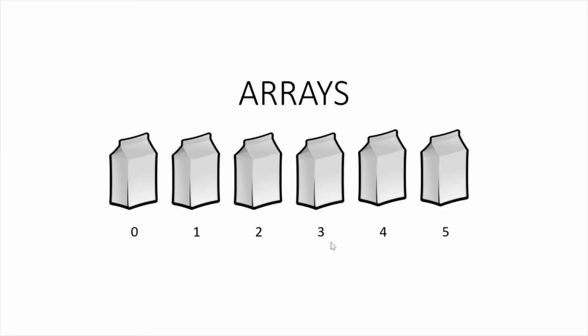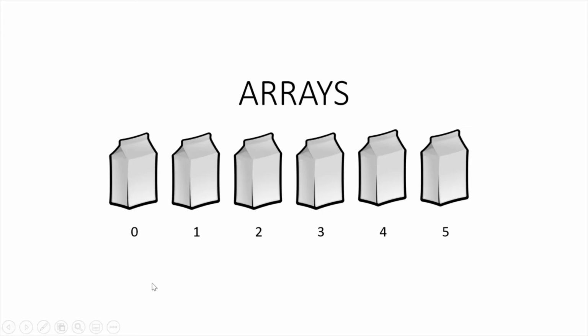An example I have here is if you lined up a bunch of milk cartons. Let's say that the milk cartons are the data type. As you can see, they are all the same. Two things I want to mention though. We have some vocabulary to do with arrays. We have the word index and the word element.